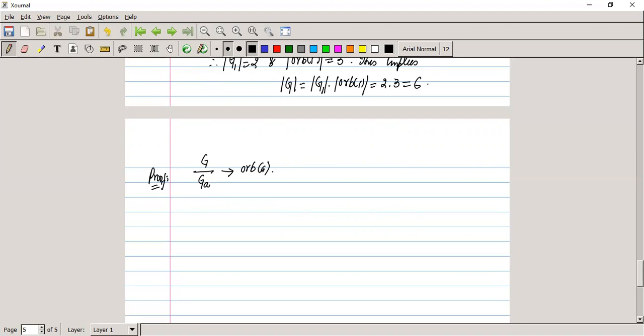Actually, this left-hand side defines the set of all left cosets of the stabilizer of A in the group G, and this is the orbit of A. We will define a mapping between these two sets and prove that the mapping is 1-1 and onto. Once we have a 1-1 onto mapping between these two sets, since G is a finite group as given in the statement, these two sets will have the same order. So we obtain order of G by order of stabilizer of A is equal to order of orbit of A, and that will imply that order of G is equal to order of orbit of A into order of stabilizer of A. So this will be the main idea behind proving this result.